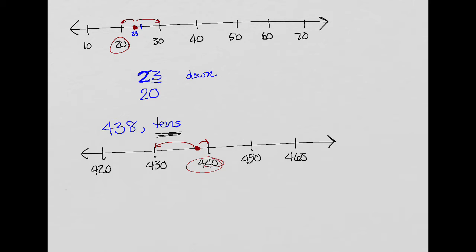So let's go through the process. I'm going to put it below the number line here. 438, we want to round to the tens place. So let's look at the 8. 8 is higher than 5, which means it's more than halfway to the next number. So we're going to add 1 to the 3, and everything after it is a 0. And sure enough, we get 440.